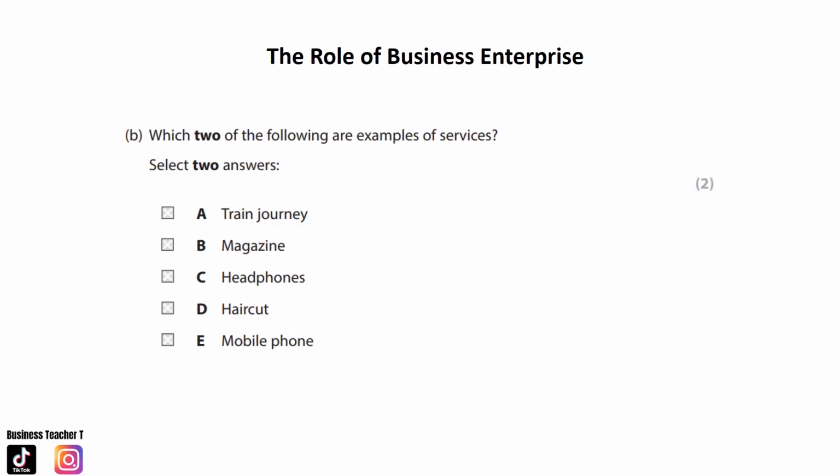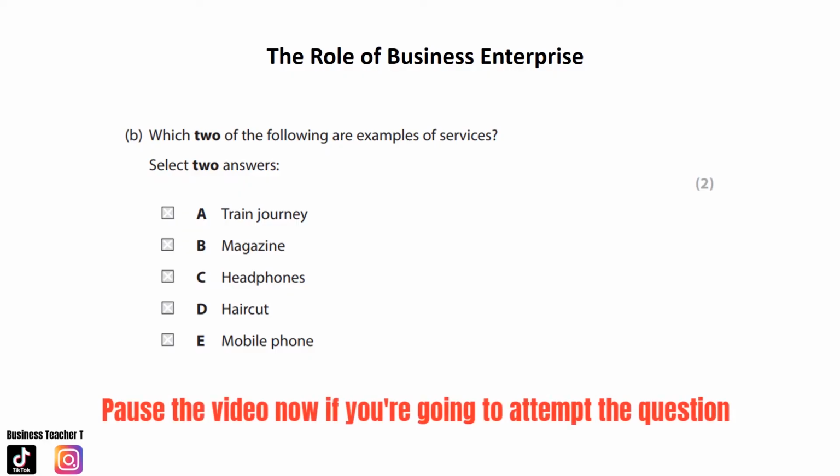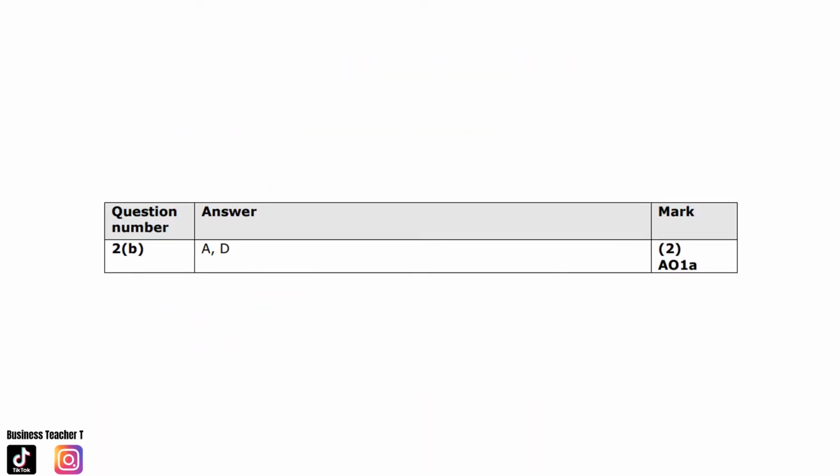Another multiple choice question. Which 2 of the following are examples of services? You need to now select 2 answers. A, train journey. B, magazine. C, headphones. D, haircut. Or E, mobile phone. And the answers are A and D.